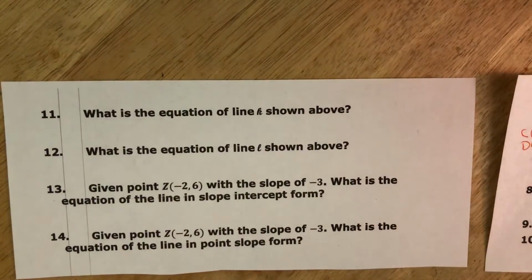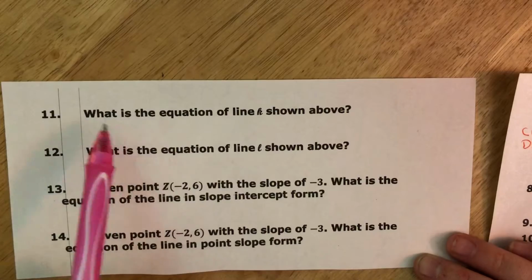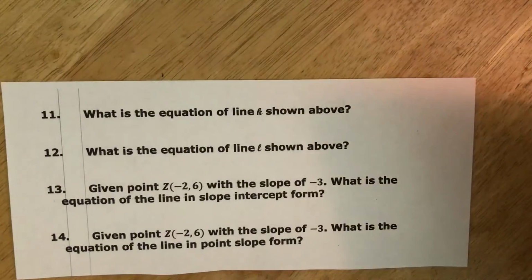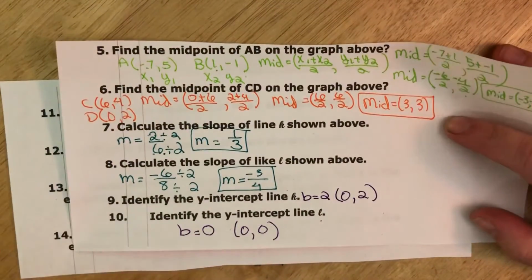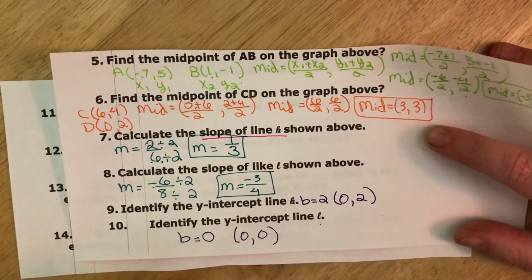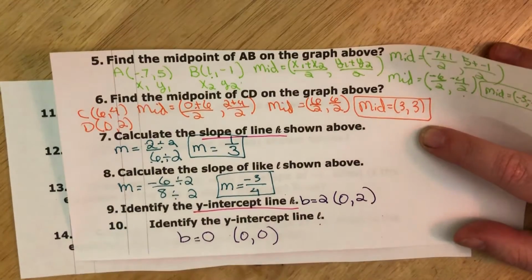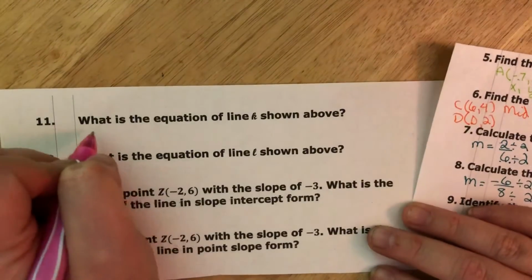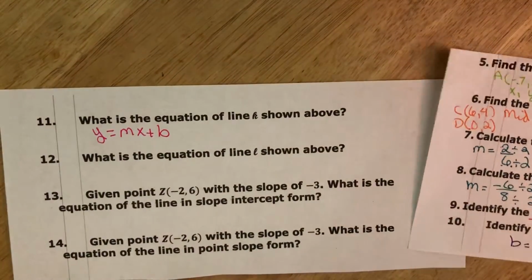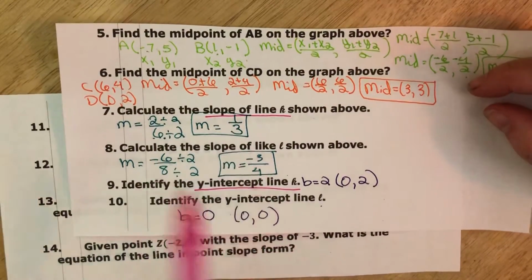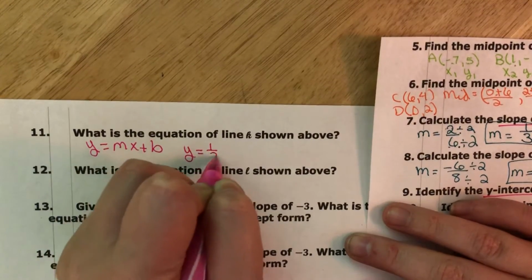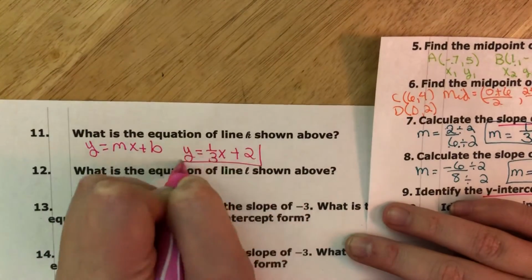Okay, continuing on. Number 11 says, what is the equation of line K shown above? So you have to refer back to that graph, or you can refer back to your previous answers. You identified the slope of line K, and you identified the y-intercept of line K. And so you have an equation called the slope-intercept equation, which is y equals mx plus b. So my slope is 1/3, my y-intercept is 2. So my equation is y equals 1/3 x plus 2. And you're done.